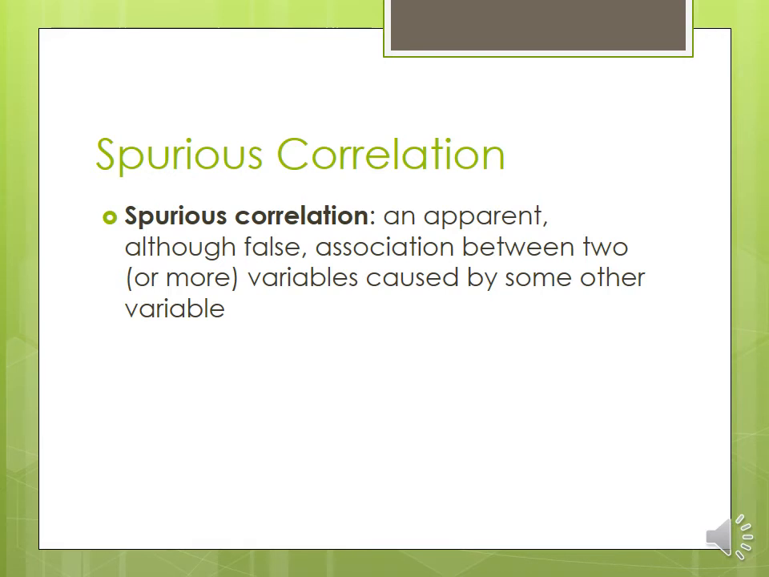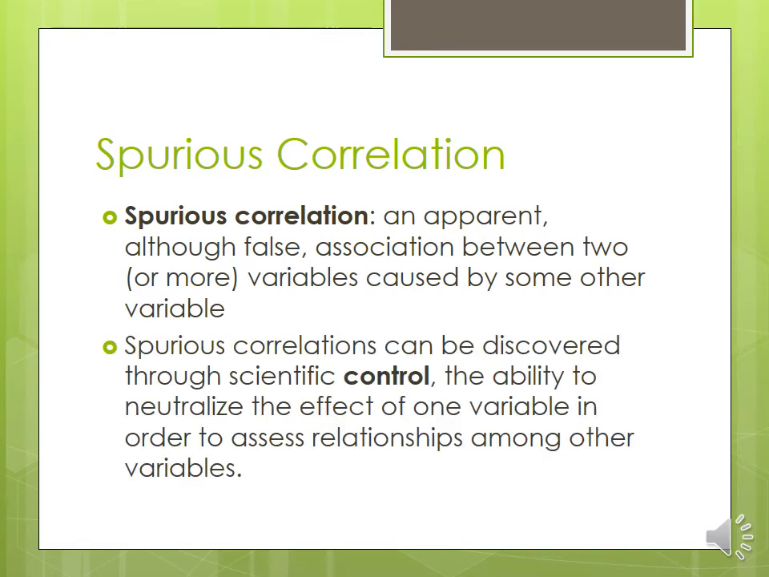Correlations can also have what we'll call spurious correlations, false associations between two variables caused by some other third variable. In your textbook, they talk about the fact that you might feel comfortable saying people with long arms also have long legs, but you wouldn't say having long arms causes you to have long legs, or that having long legs caused your arms to grow longer. There's some other variable that causes these two things to happen in relation to each other. Spurious correlations can be discovered through scientific control, where you neutralize the effect of one variable in order to assess whether or not there's really a true relationship.